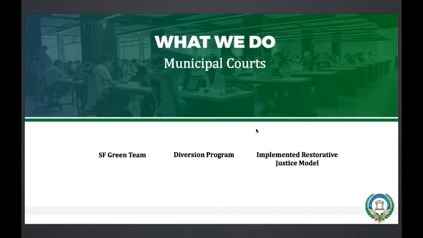The municipal courts team implemented a South Fulton Green team, a diversion program, as well as a restorative justice model. Each of these models provides an opportunity for residents to pay their debts to society, but then be rehabilitated and become reacclimated back into society, and reduce the recidivism rate by repaying their debt to society.